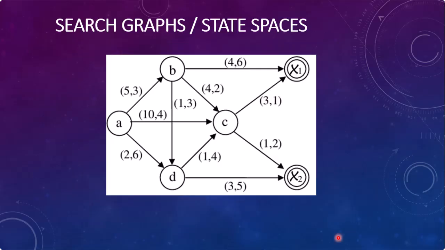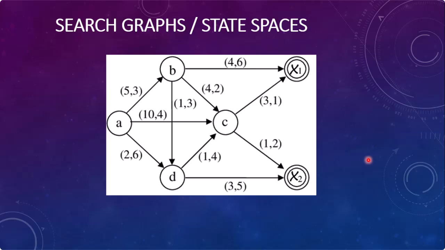Search graphs or state spaces are what we use when an AI is trying to solve a puzzle or navigate a maze. Every node is a possible position, and every edge is a move the AI can make. So A is the source node, that is the starting point. B, C, D are intermediate nodes. X1 and X2 are sink or terminal nodes. The numbers in parentheses represent the capacity and the cost, where capacity could be the distance in kilometers, the cost could be the amount in thousands of naira.